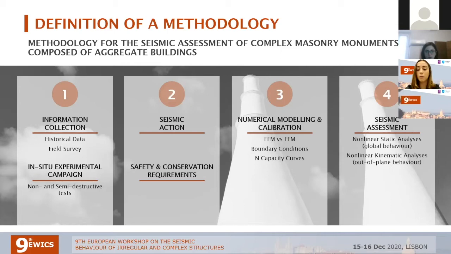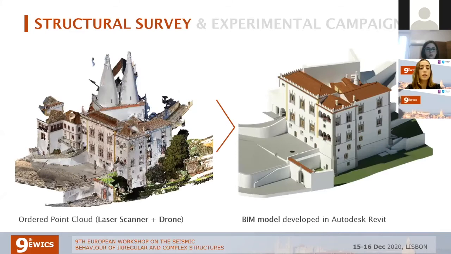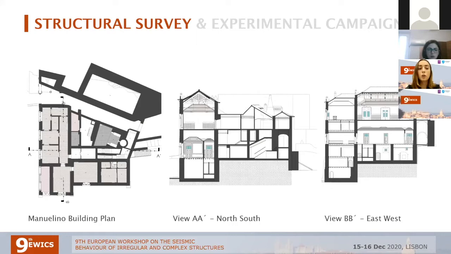Our structural survey and experimental campaign started with the laser scanner and drone campaign. We obtained an ordered point cloud, and afterwards in Revit, we created a 3D beam model where it is possible to obtain the correct geometry of the entire palace and all its buildings, which is of high importance for the numerical models.